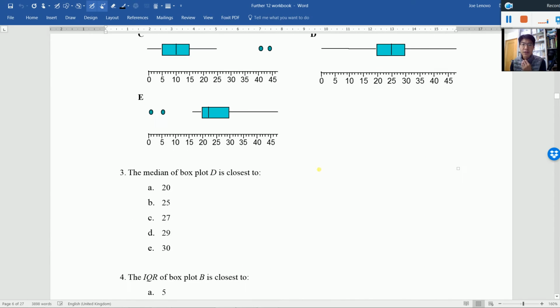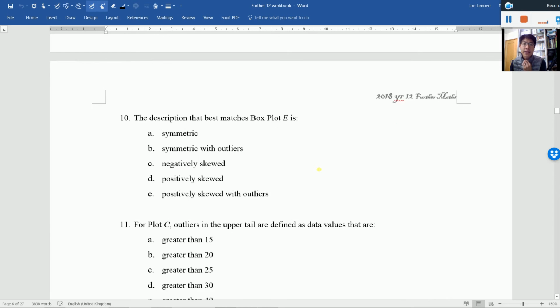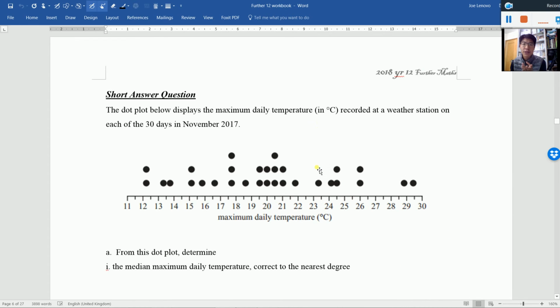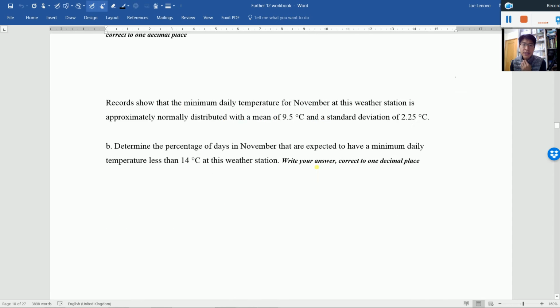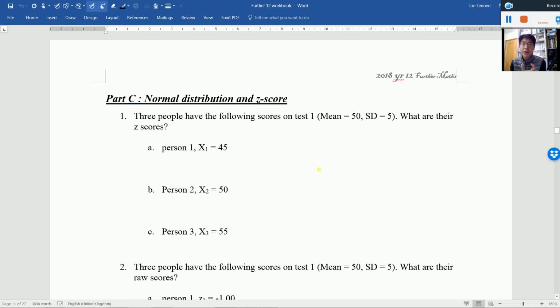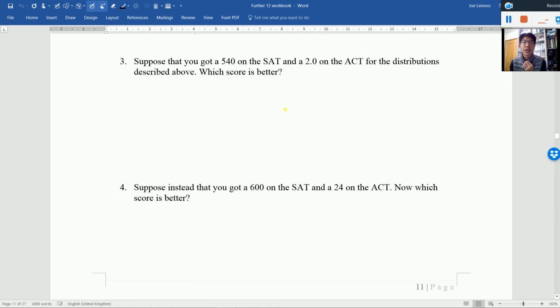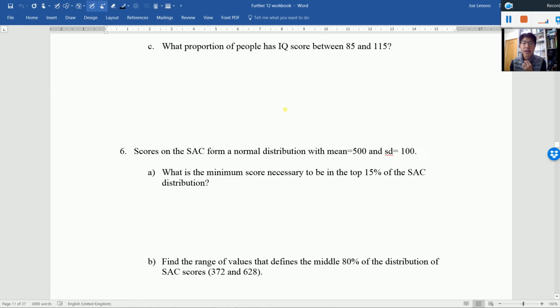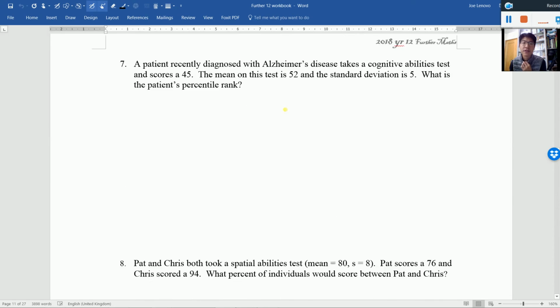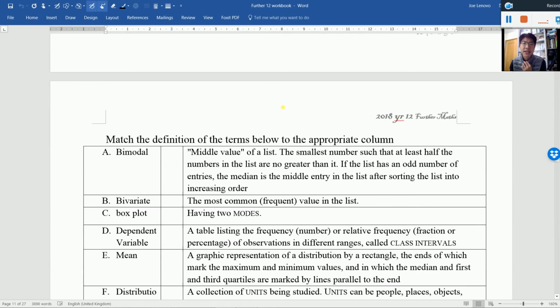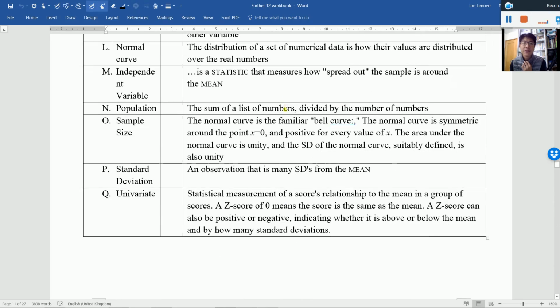I'll come back to normal distributions and box plots later on. Then you have all the multiple choice and short answer questions for part B. Then you move on into part C. It's about more normal distributions and related to the z-score, or standard score. So it keeps going on. Page 12 and then page 13, and then you've reached the definitions.